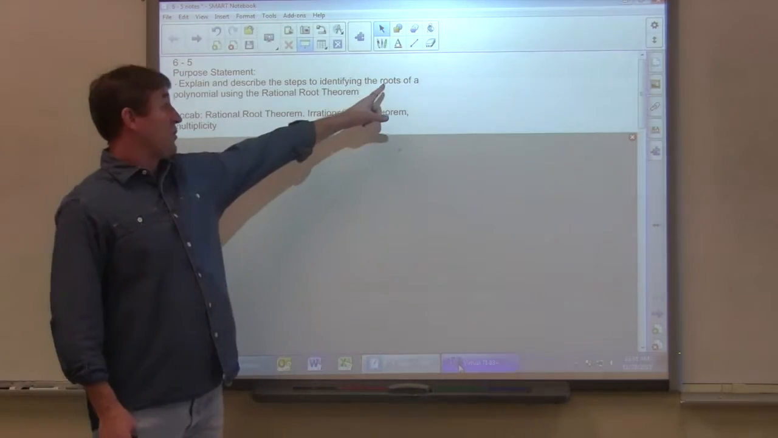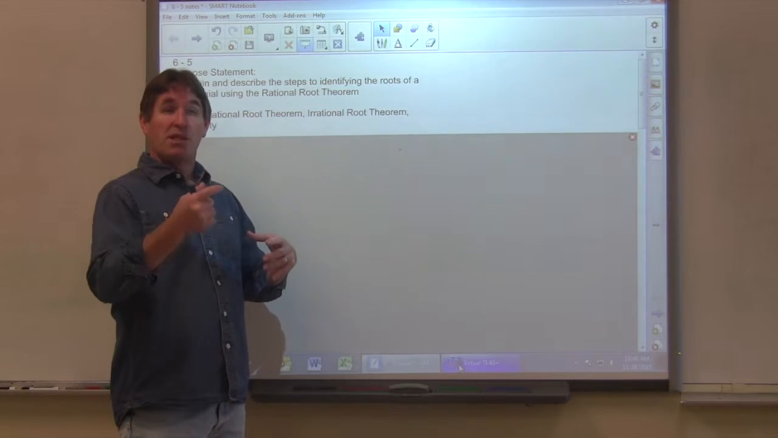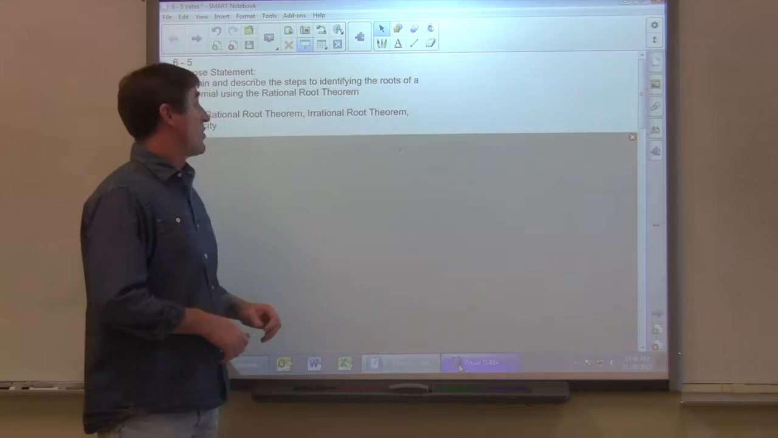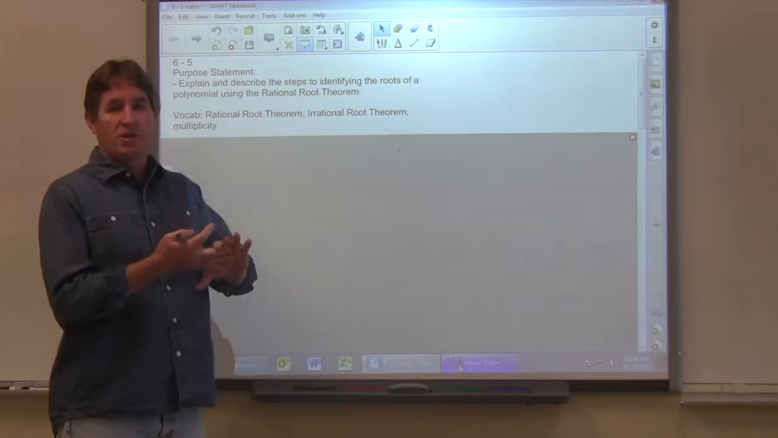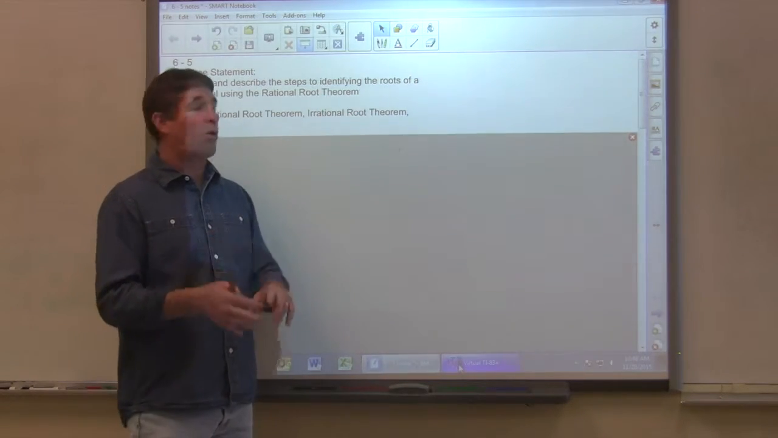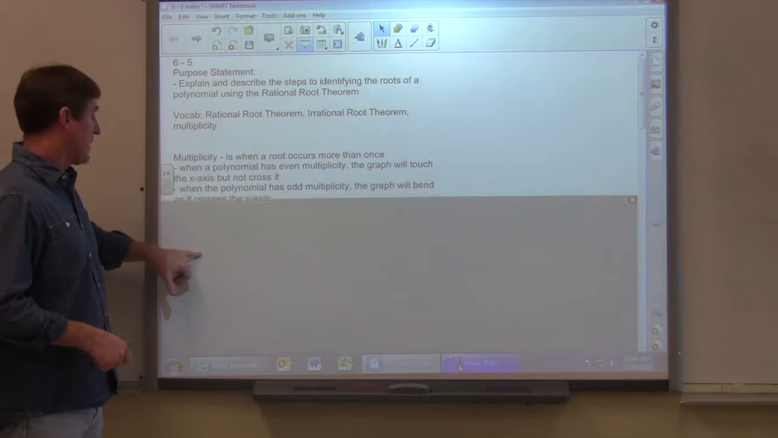So remember the roots. The roots are the same as the zeros, except it includes any imaginary solutions that there might be. So, we've used solutions, roots, zeros. When we use roots, it just means we're going to find all of them, whether they're real or imaginary. The first thing I'm going to define is multiplicity.